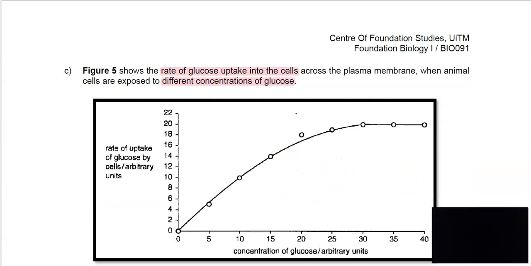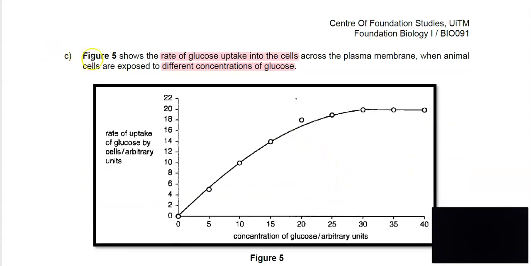Okay, question C. Figure 5 shows the rate of glucose uptake into the cell across the plasma membrane when animal cells are exposed to different concentrations of glucose. As you can see from this graph, when you keep on increasing the glucose concentration, this will also increase the uptake of glucose by the cell. Initially, as the glucose concentration increases, so does the rate of glucose uptake, but until a certain point where it reaches a constant rate here.